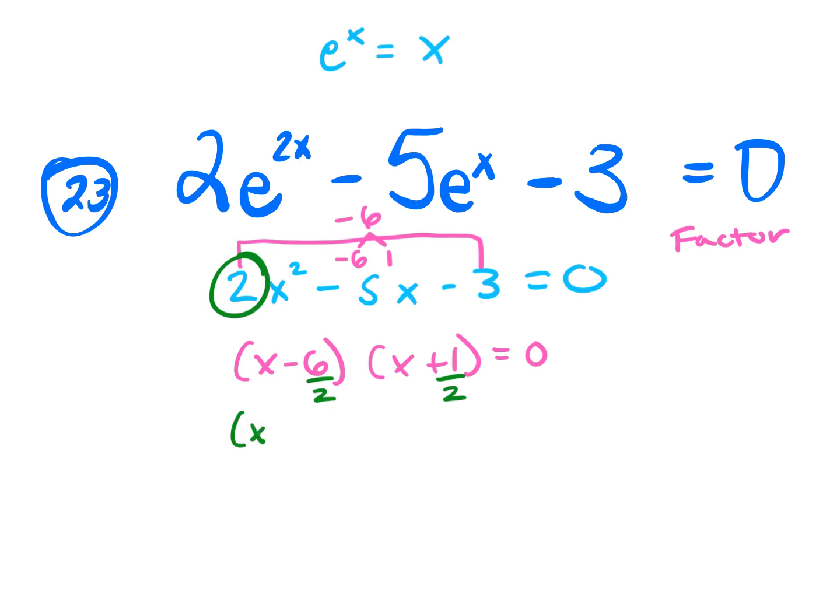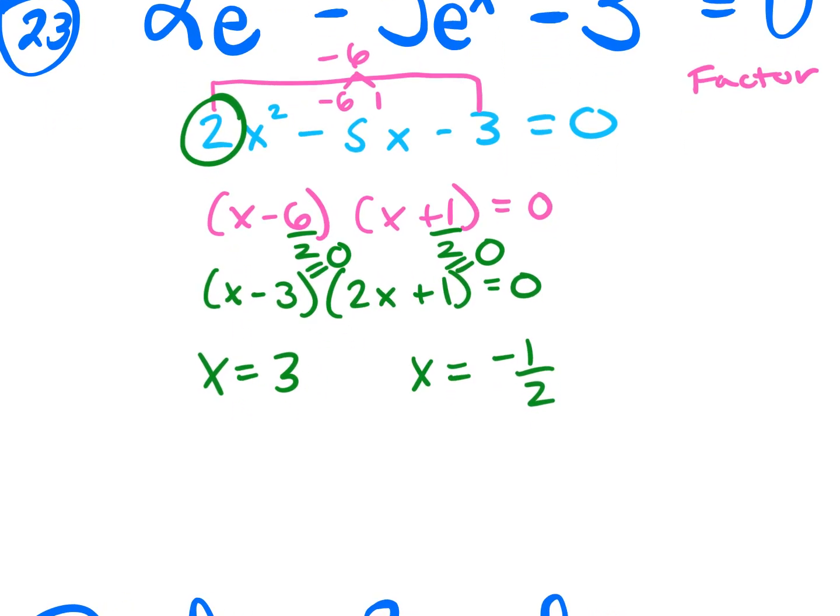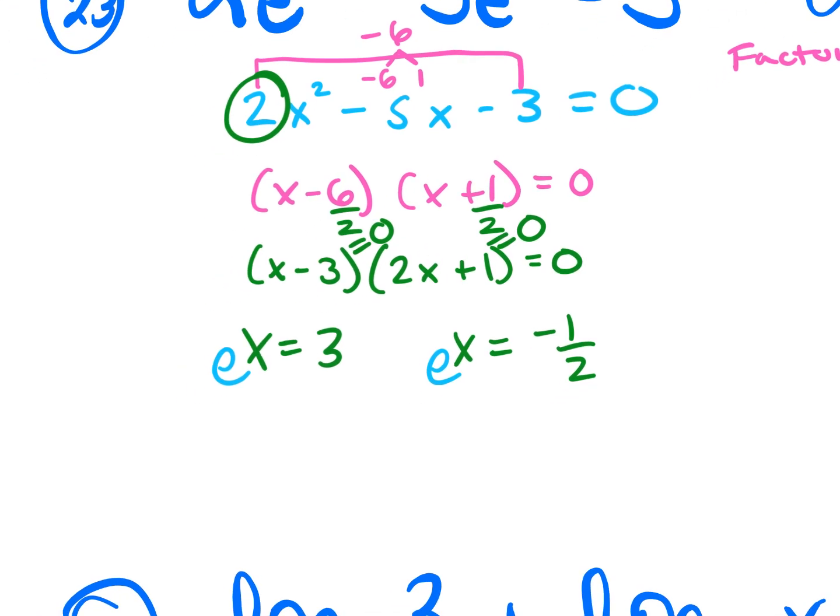So we have x minus 3 and 2x plus 1. Tomas, what do we do next? Equal them to 0. So x is equal to 3 and x is equal to negative 1/2. Now, we put in x in our question. It used to be e to the power of x, so I'm going to change it back. E to the power of x is equal to 3 and e to the power of x is equal to negative 1/2. How do I get rid of the e now when I solve?